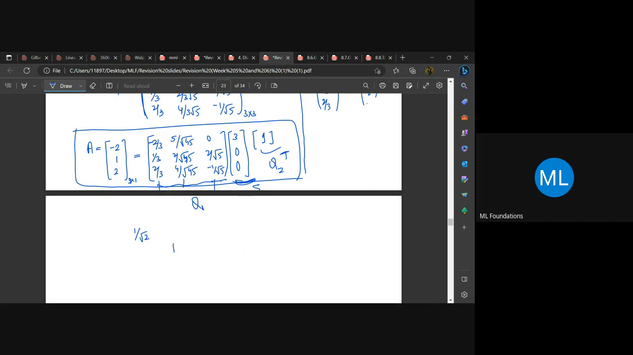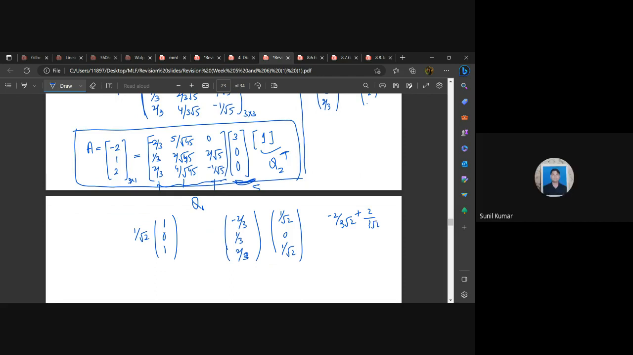So is this orthogonal to the first vector? The first vector was minus 2 by 3, 1 by 3, 2 by 3, and your second vector is 1 by root 2, 0, 1 by root 2. Is it orthogonal? Minus 2 by 3 root 2 plus 2 by 3 root 2. Yeah, they are orthogonal, and you need to check orthonormal as well. But now this has to be orthogonal to the third one also.